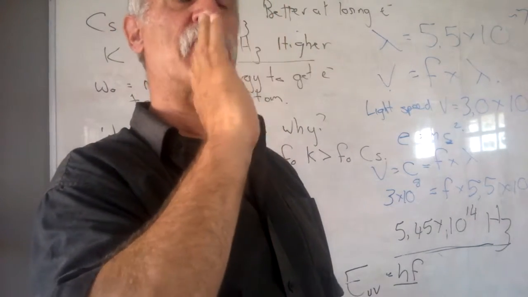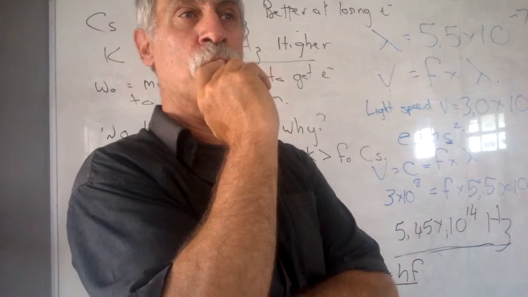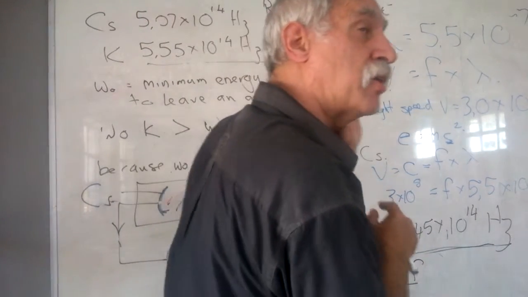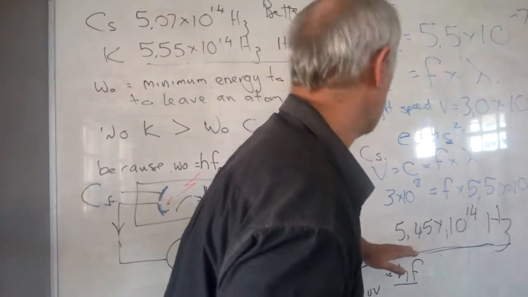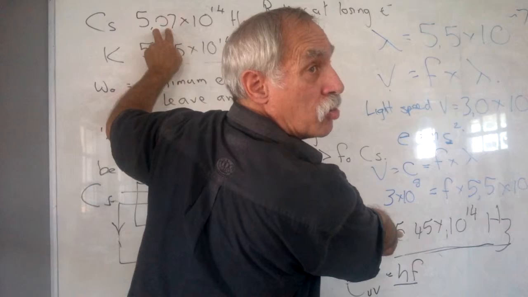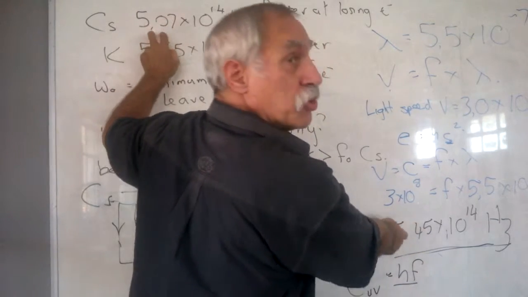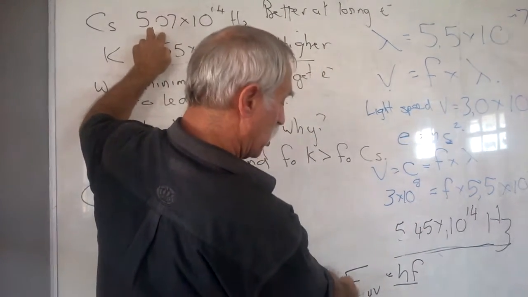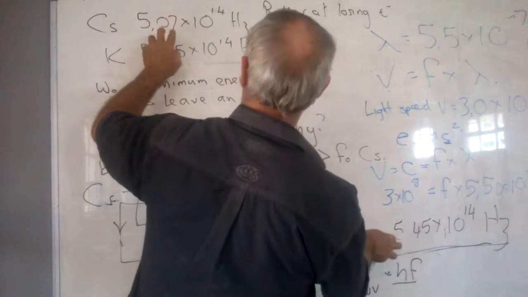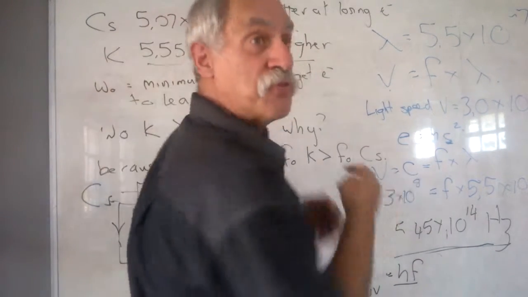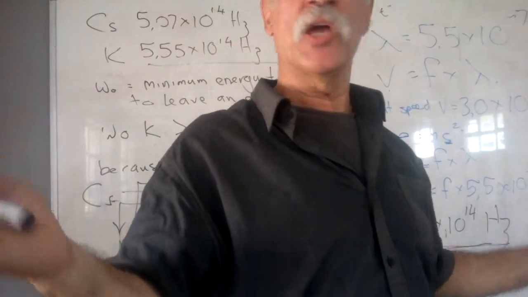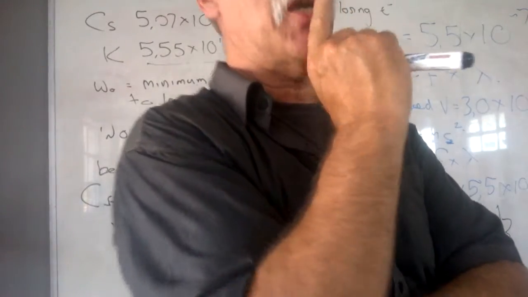What is it that we are comparing? We're comparing, to say it louder, with the cesium, which is 507. Can we convert those to energy using E equals hf? And then when we convert that to hf, the difference in the energy will go into kinetic energy. Make sense, everybody?